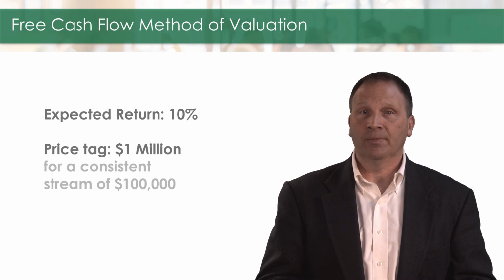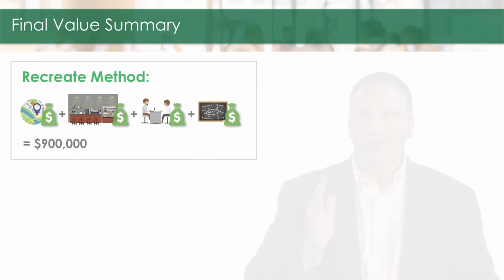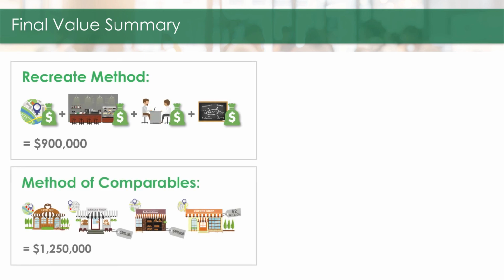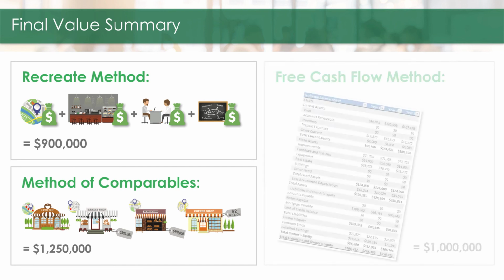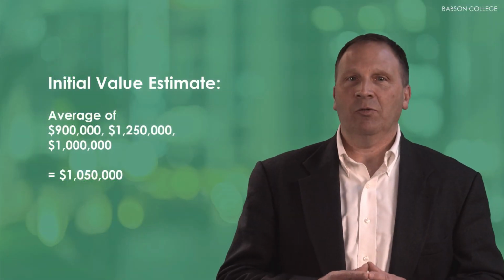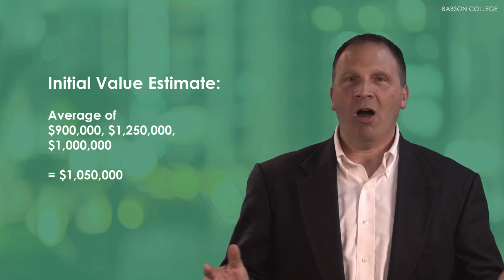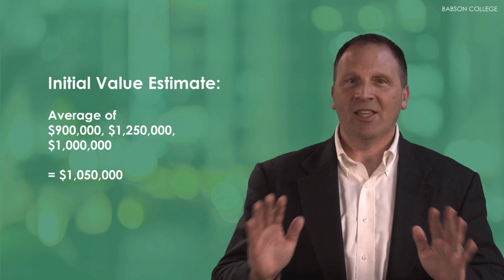For our final value summary, the three methods have come up with values for our coffee shop of $900,000, $1,250,000, and $1 million. If we're equally confident in these estimates, we can take an average, and we would end up with an initial estimate for value of $1,050,000. There you are, valuing a company in 7 minutes or less.